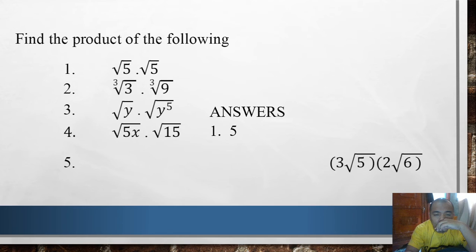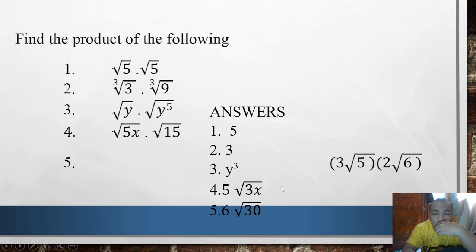Number 2, cube root of 3 times cube root of 9. So cube root of 27, so 3, correct. Number 3, y cube, because square root of y6 is y cube. Right. 15 times 5 is 75. So 25 times 3, so 5 square root of 3x. And number 6, 3 times 2 is 6. Square root of 5 times square root of 6, square root of 30.